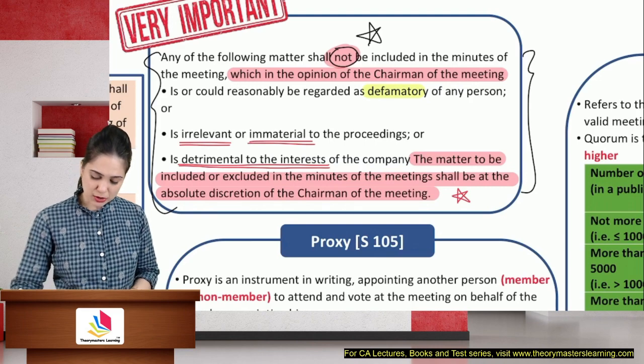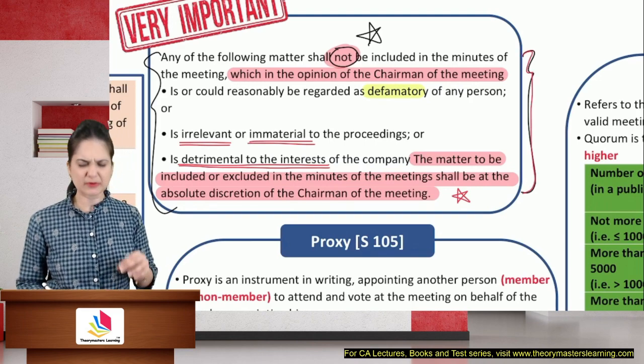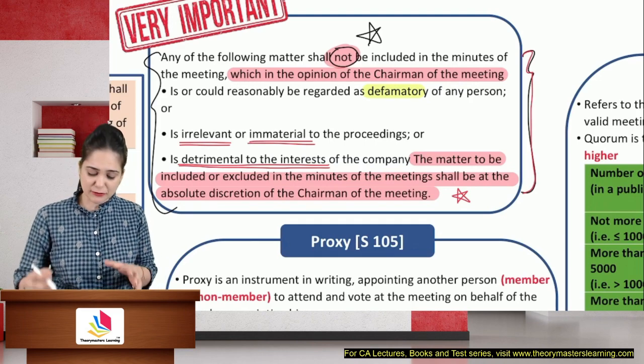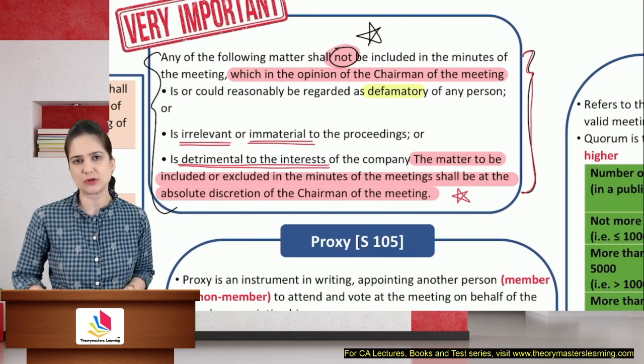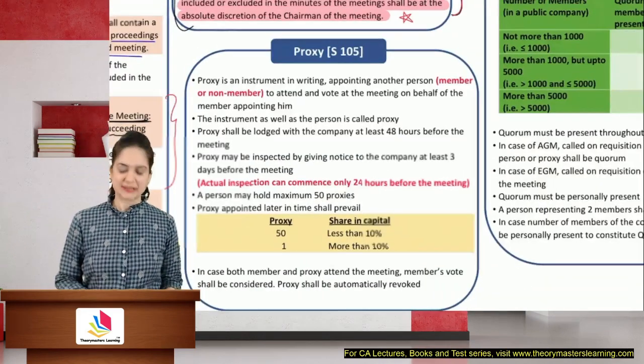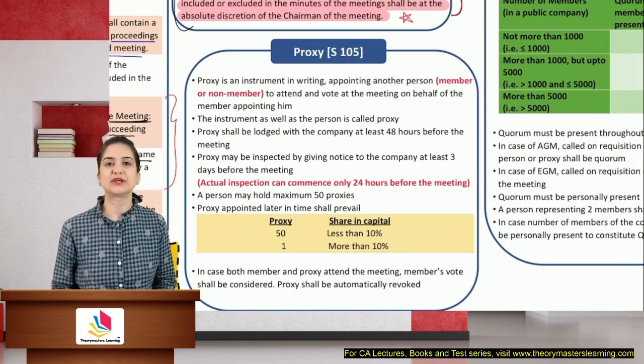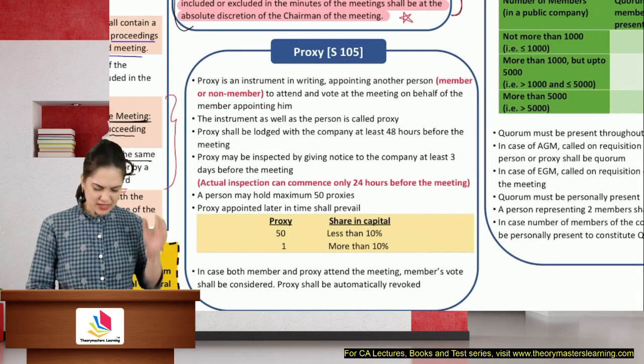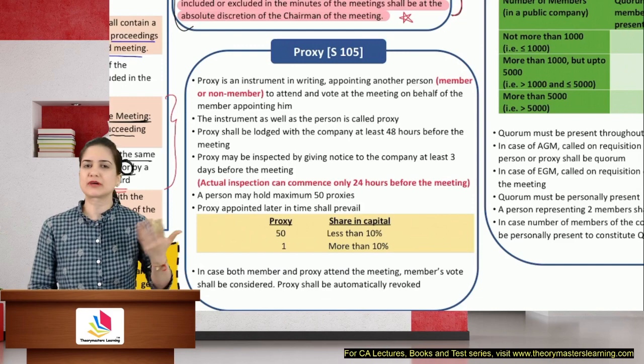All right, students. So this is an important part for exam. Generally, a case-based question is asked, but in that you will have to write the entire theory points, which you can see on the screen. Okay, so proxy, section 105, can be asked as a theory or a case-based question.